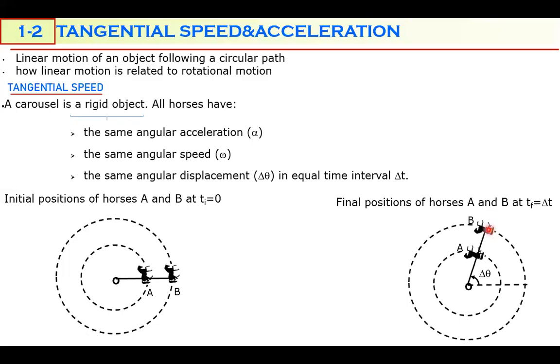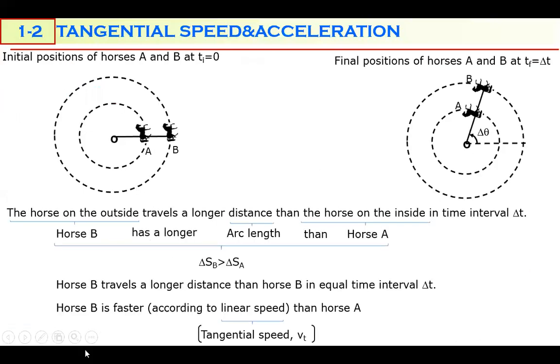The arc length for this horse is longer than the arc length for that horse, which means their speeds related to the linear quantities are not the same. Yes, their angular speeds are equal because they are on a rigid object. Both horses rotate with the same angular speed. They rotate the same angle in the same time interval, but their distances traveled are not the same. The horse on the outside, B, travels a longer distance than the inside horse in the same time interval, so it must be moving faster. So horse B is faster than horse A according to linear speed.